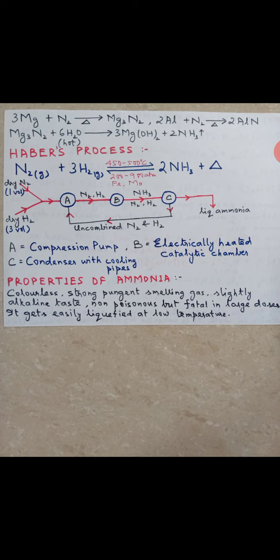Understood? Again I repeat, the reaction is taking place with a decrease in volume. On the reactant side 4 moles, or 4 volumes, are there, and on the product side 2 volumes of ammonia are produced. So the reaction is taking place with a decrease in volume. For any such reaction, if the pressure is more, then the reaction will favor the forward direction. Why? Because pressure is inversely proportional to volume. If volume is less, pressure should be high. Boyle's law, you have studied.